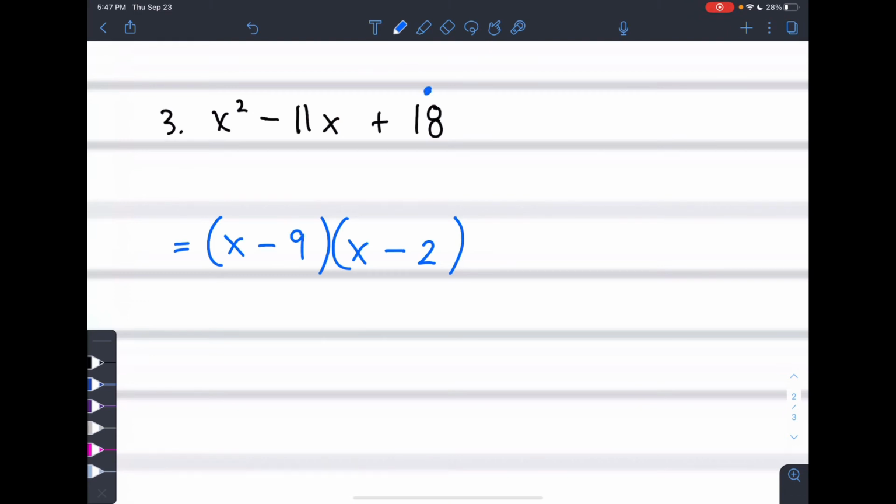Again, thinking about it. We need two numbers that multiply to 18 and add up to negative 11. So in my head, I have 9 and 2 here. But in order for them to add up to negative 11, they would both be negative, right? Thinking about it, negative times a negative gives me a positive. Negative plus negative gives me that negative, all right?